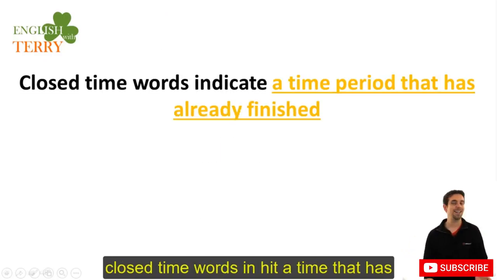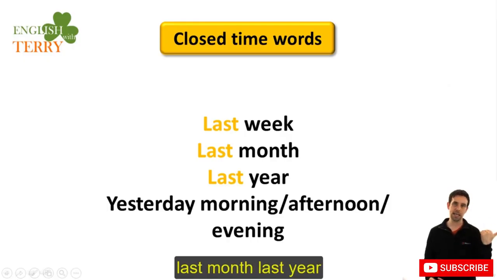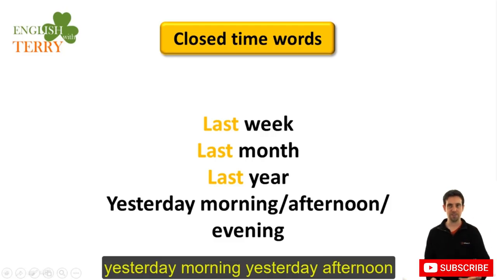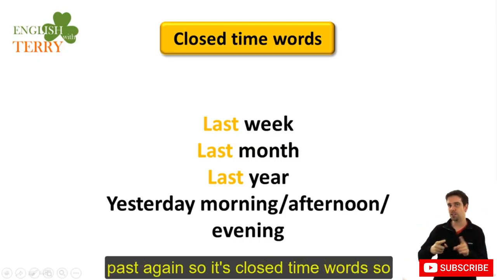Close time words indicate a time that has already finished. For example, last week, last month, last year, yesterday morning, yesterday afternoon, yesterday evening, right? We don't have time machines. We cannot live this time in the past again. So it's closed time words.